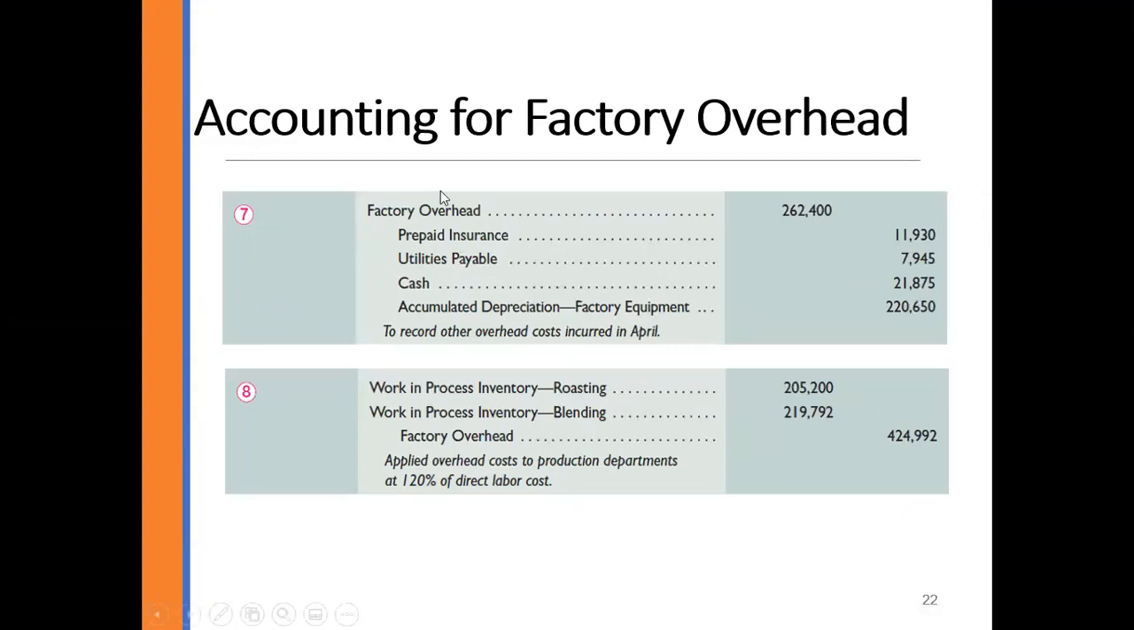Overhead entry should also look familiar to you. Again, we're accumulating overhead cost, debiting overhead cost, crediting some of these, what we would consider overhead: insurance, utilities, accumulated depreciation. Now in this 8th entry, we're applying overhead costs to work in process. So we're applying overhead to the roasting department, and we're applying overhead to the blending department.